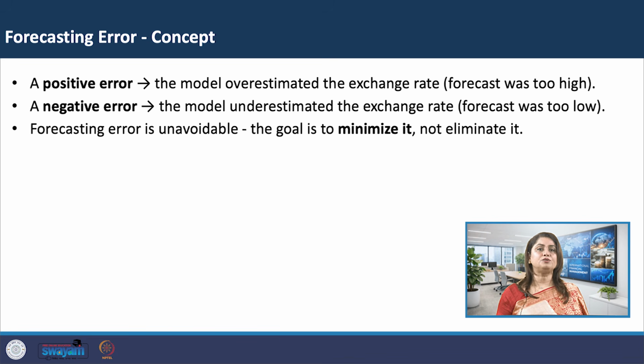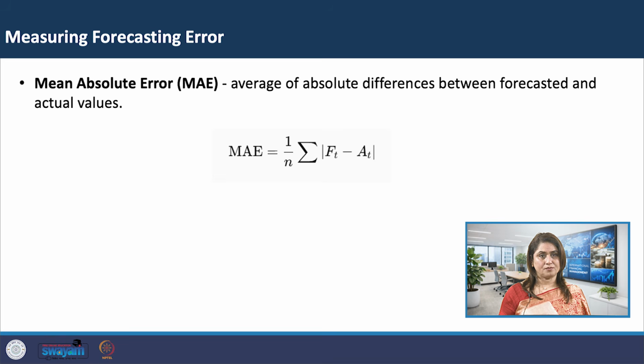The goal is not to eliminate forecasting error. That is not possible. The goal is to minimize it systematically over time and understand the nature of errors so that the model can be improved. To measure and track forecasting accuracy, analysts use several statistical measures.